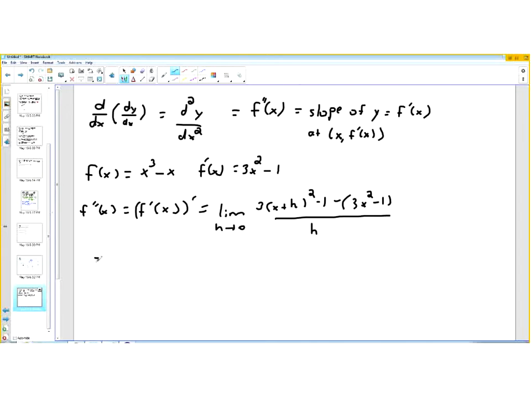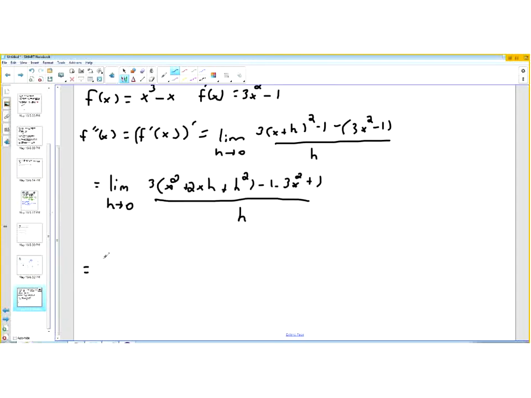And now we'll simplify that. So that would be the limit as h approaches 0 of 3 times (x squared plus 2xh plus h squared) minus 1 minus 3x squared plus 1, all over h.